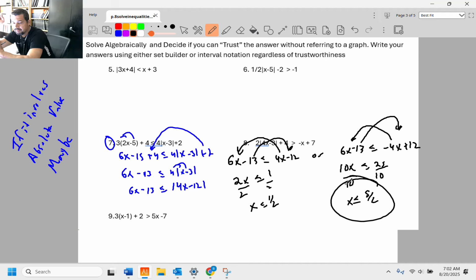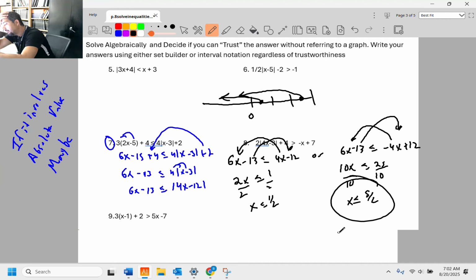That's the bigger deal. Because think about this on a number line. You got a half, and it's saying I'm less than that. But then you go out to 5 halves, which is 2.5, and this guy's saying less than that. That's the one that wins. So if you're less than or equal to 5 halves, you're everything from negative infinity to 5 halves. If you like set builder, all values of x such that x is less than or equal to 5 halves.